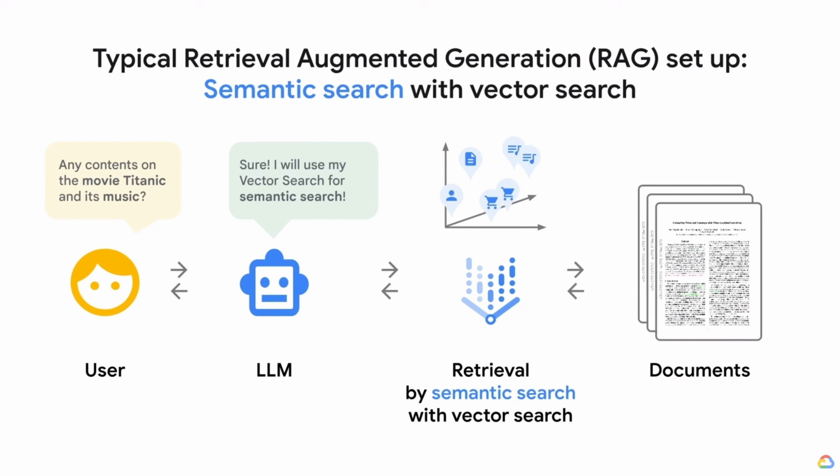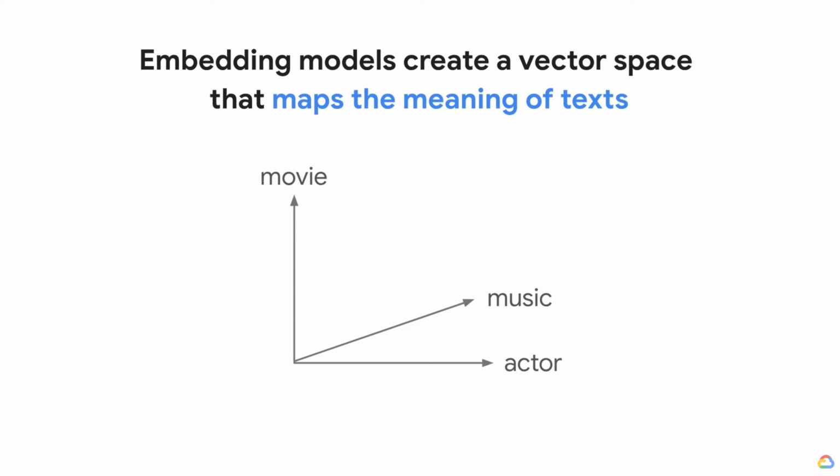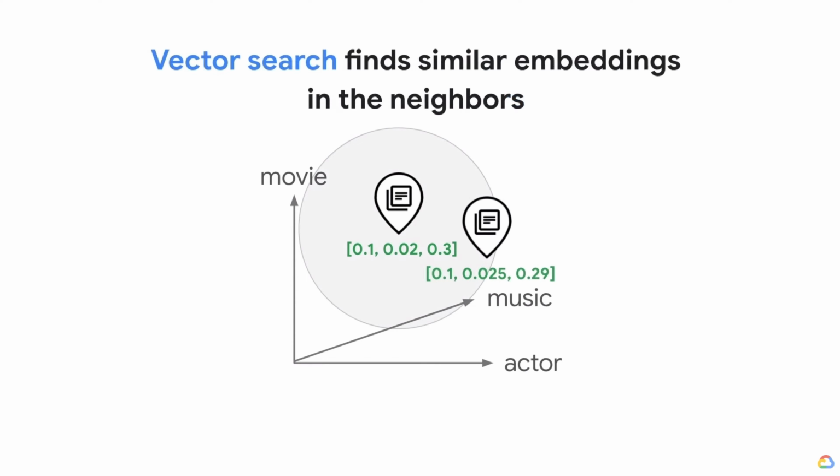Let's quickly recap how the semantic search with vector search works. Embedding models create a vector space that maps the meaning of texts. Think of it as a map where each text is a point representing its meaning. For example, if a model analyzes a text discussing movies for 10%, music for 2%, and actors for 30%, it might represent it with the embeddings 0.1, 0.02, and 0.3. Vector search allows you to quickly find similar texts by searching for the neighbor on this map.